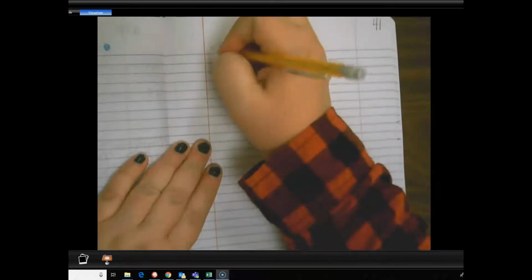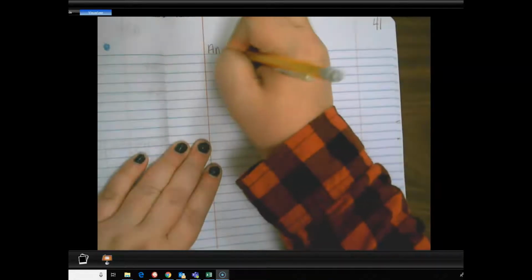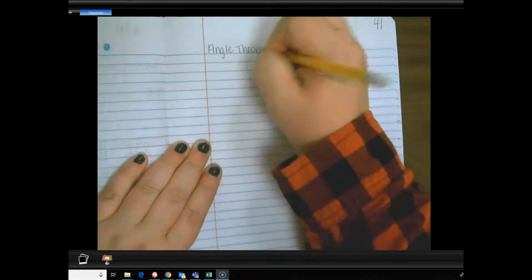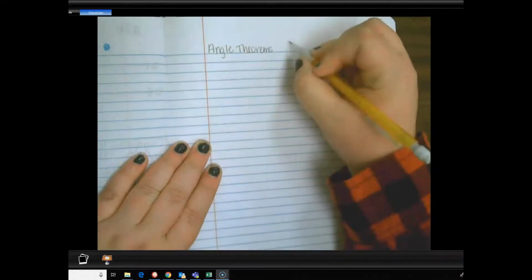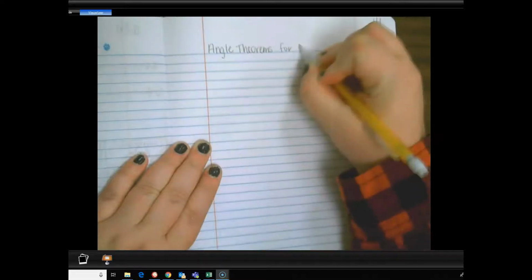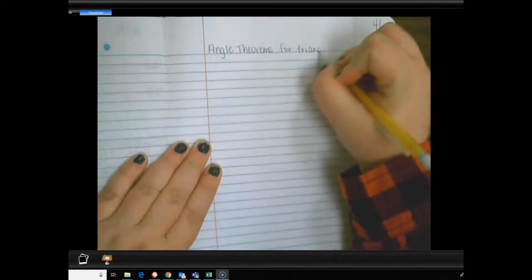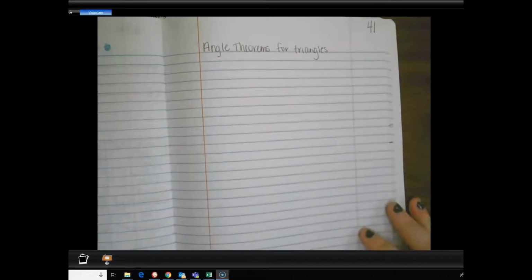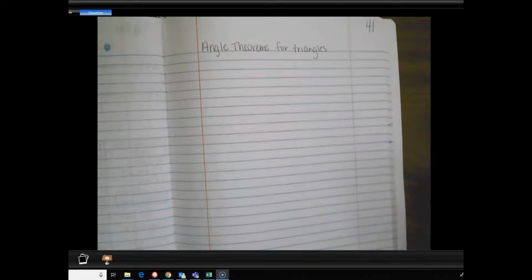So we're going to be looking at angle theorems for triangles. All right, guys, you need to be sure that you do have your journal up to date, because next Thursday we have a journal test and you get to use your journal on it, but you have to have everything filled out in your journal in order to do that. I think that's going to be next Tuesday or Thursday.